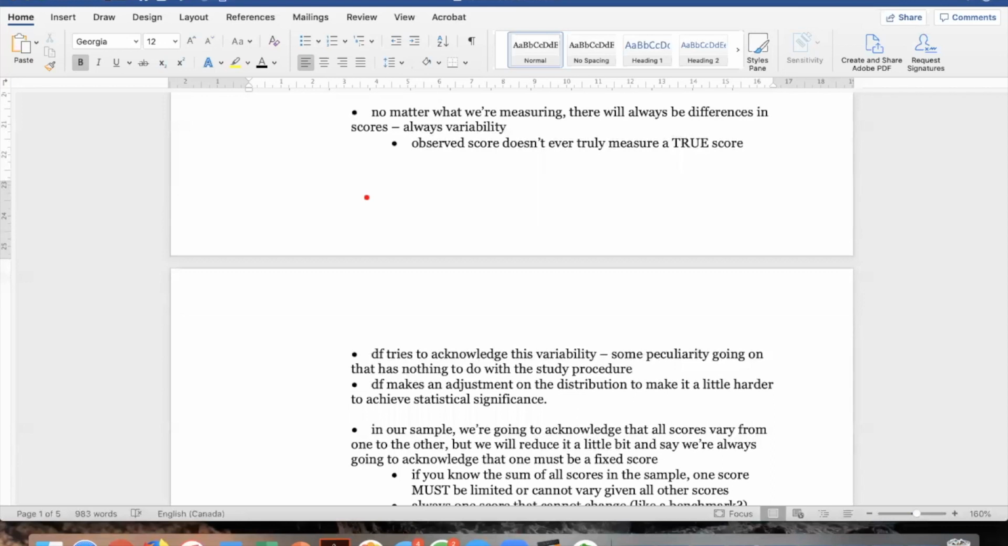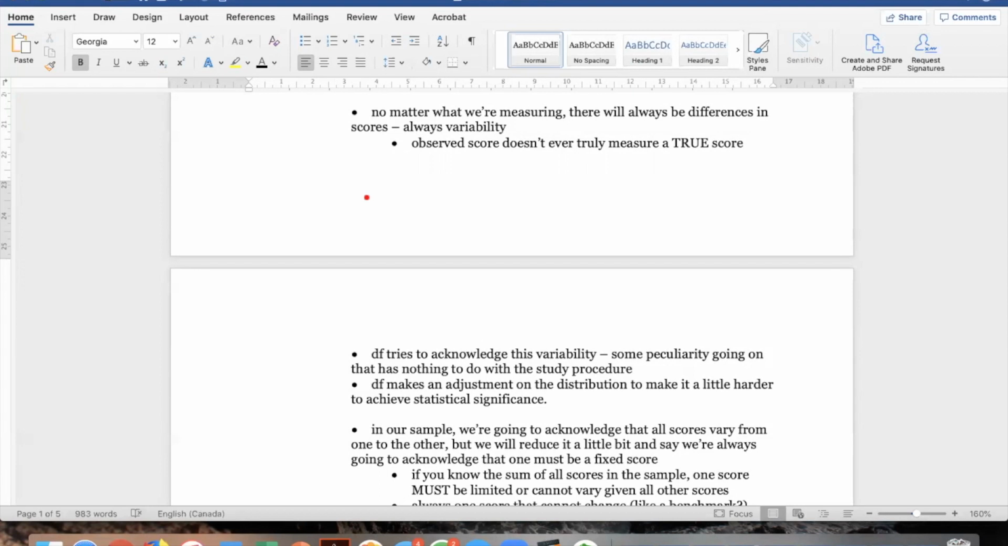So no matter what you're measuring, there's always going to be differences in scores. Let's go back to our diabetics. We've got 100 scores of blood sugars. Obviously, they're not all going to be 4.3, right? They're all going to be different. You're going to have variation.